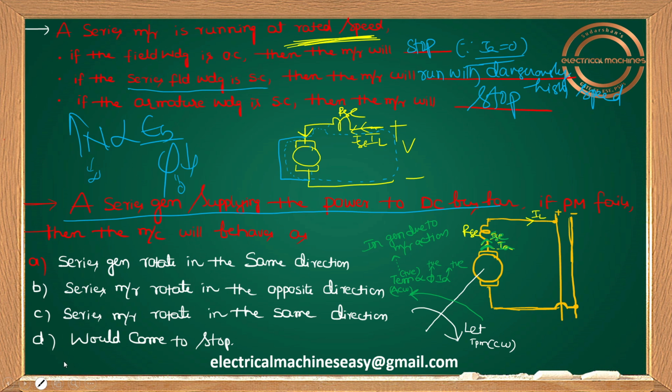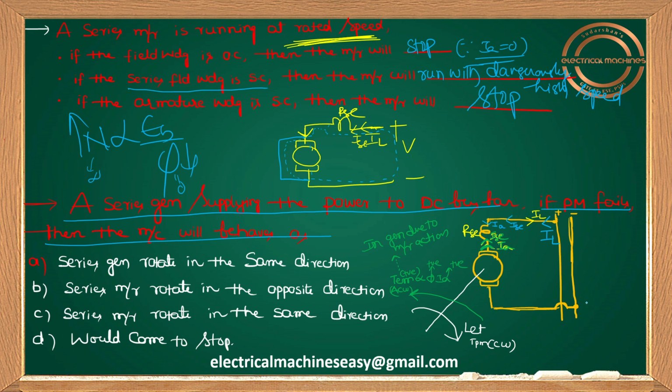Now, a very simple question. If the prime mover fails, the machine will behave very simply: instead of giving supply to the bus bar, it will take supply from the bus bar. IL will be like this, ISC will be like this, and IA will also be downwards. Here space is not there, so let me show ISC here and IA here. ISC and IA will be reversing. Here ISC is coming downwards, previously upwards, and IA is coming downwards, previously upwards.